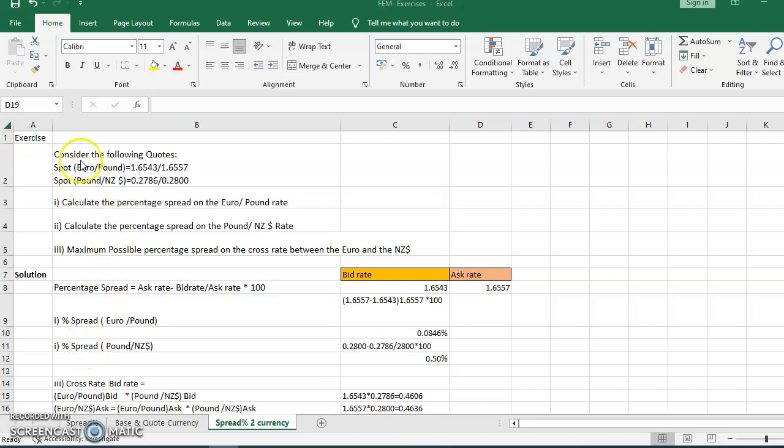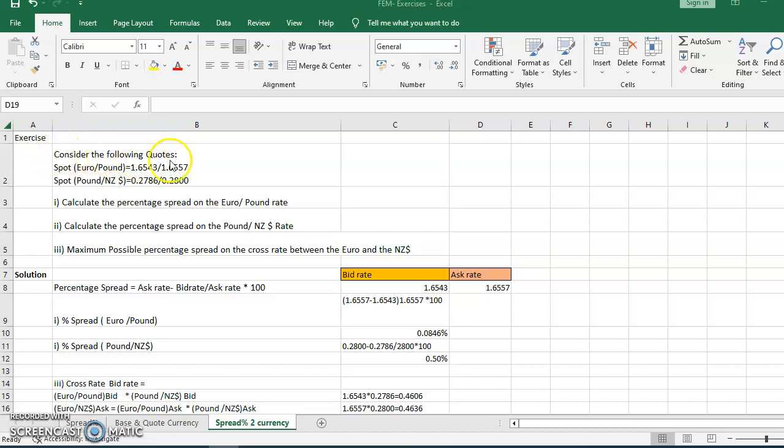In today's class, we shall see how we calculate the percentage spread between two or more currencies, and also determine at the end what is the maximum possible percentage spread on the cross rate between two currencies. For which I have taken a question.